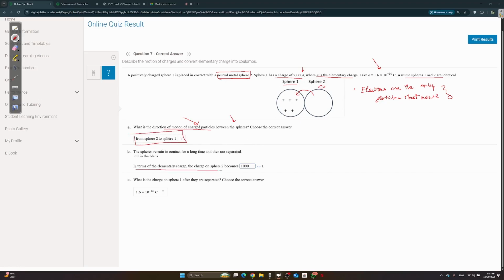Now here, in terms of the elementary charge, the charge on sphere 2 becomes what? So let's take a look here. The charge over here is what? 2000 E. The charge over here is? They said it's neutral, which means 0. So we put them in contact. So they're gonna keep on transferring until both sides are 0? No. If one's 2000 and the other one's 0, you can't make both of them 0 unless you release them outside. But as long as you're stuck here, they're gonna keep on transferring electrons until they have the same amount of charge.